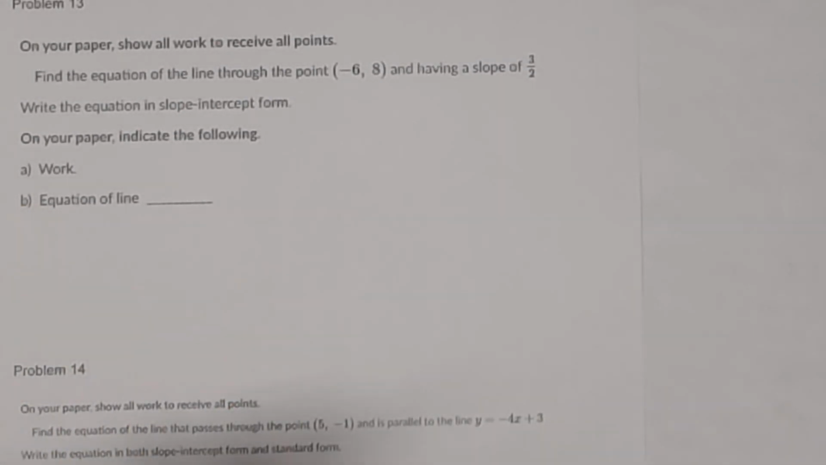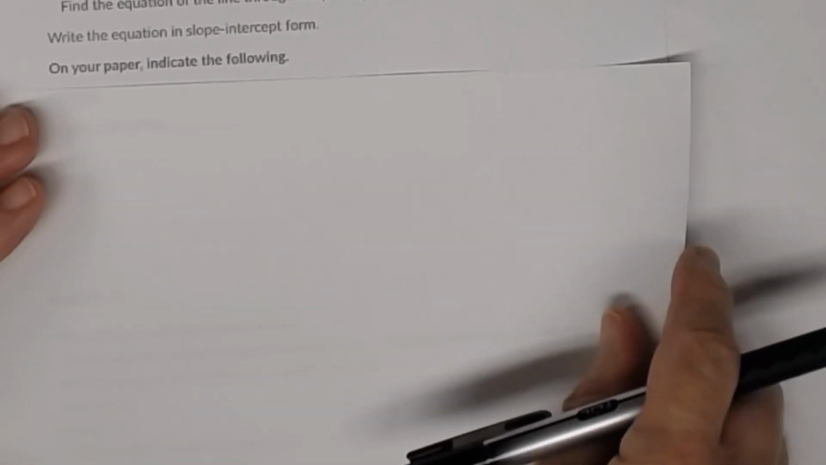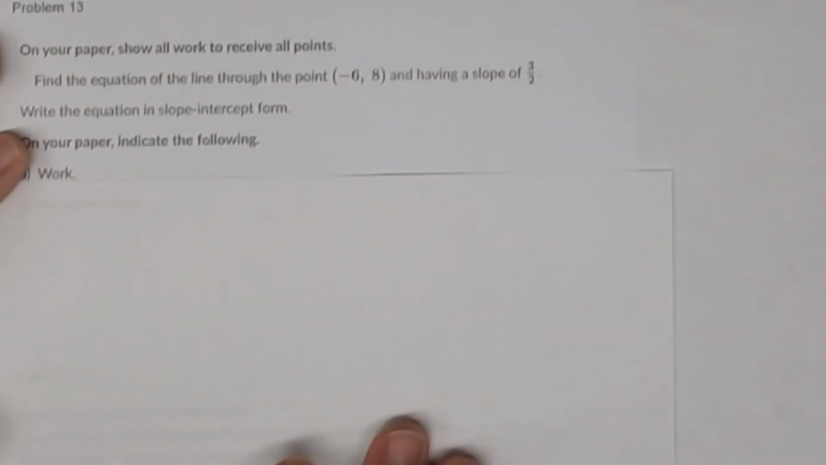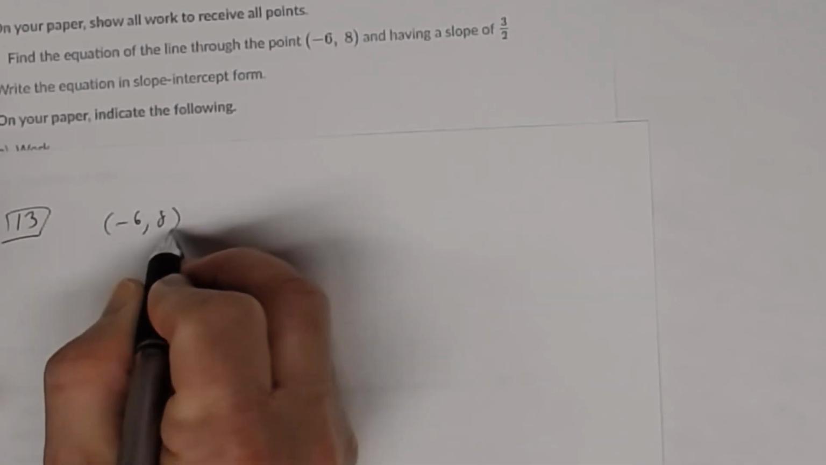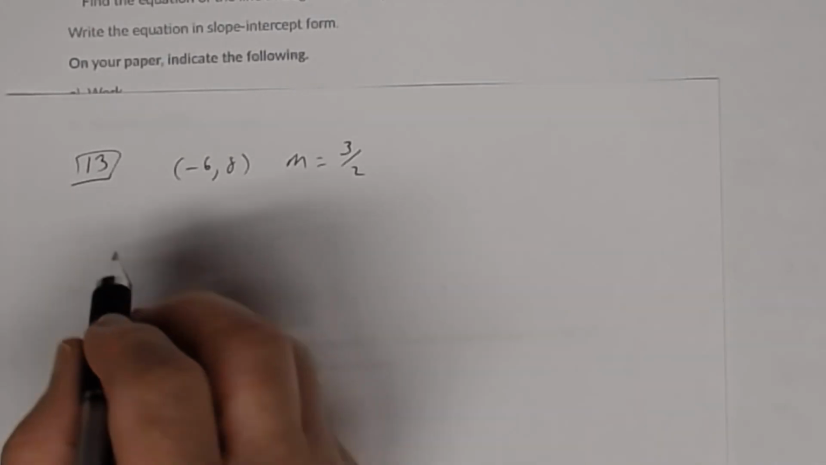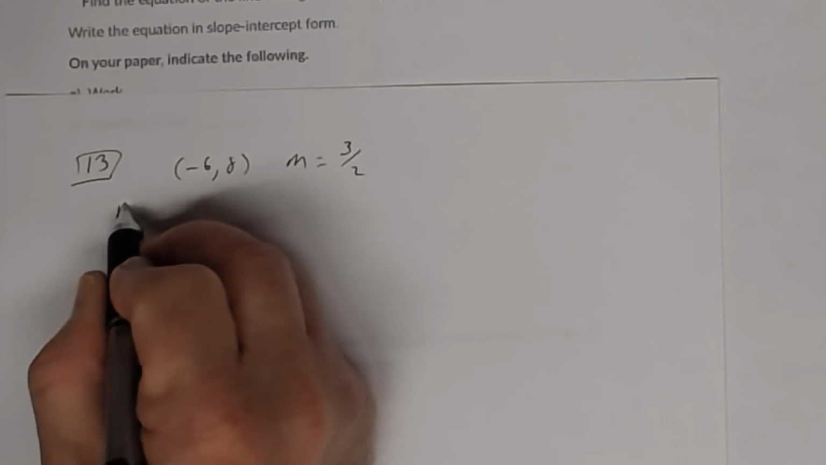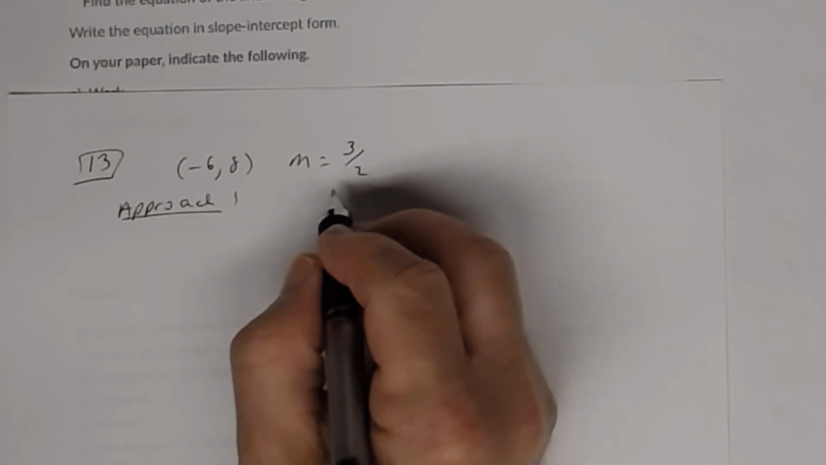So I'm going to do this on another sheet of paper. So most of you probably used the point-slope form to do that. So this is number 13. And so your point is (-6, 8), and the slope is 3/2, right? So I'm going to call this approach 1. So approach 1, you probably use point-slope form.